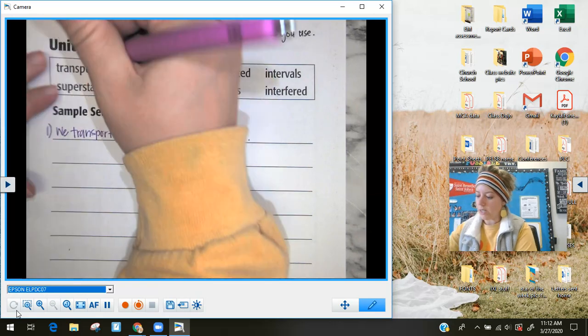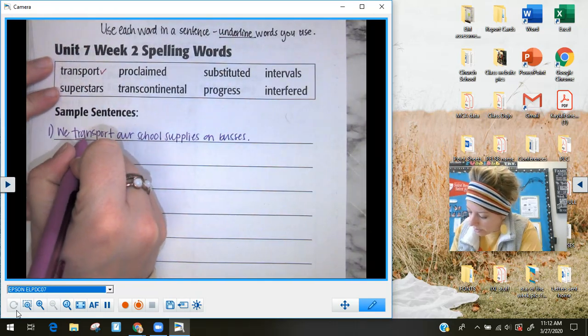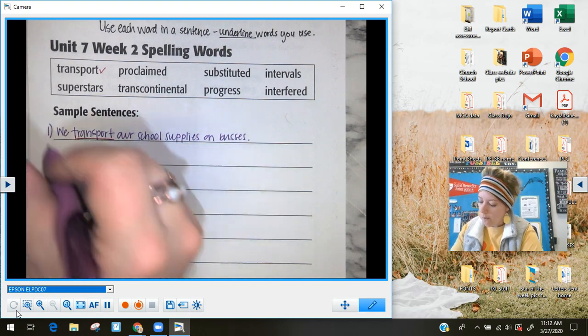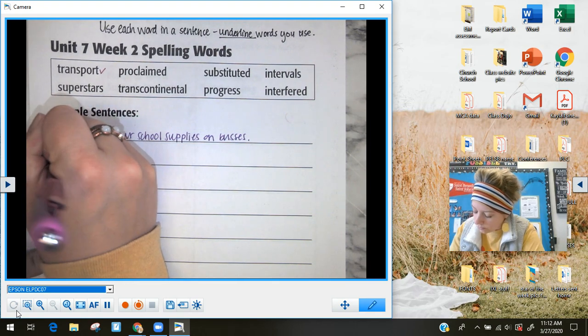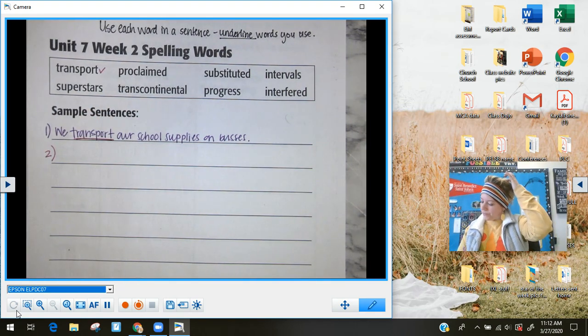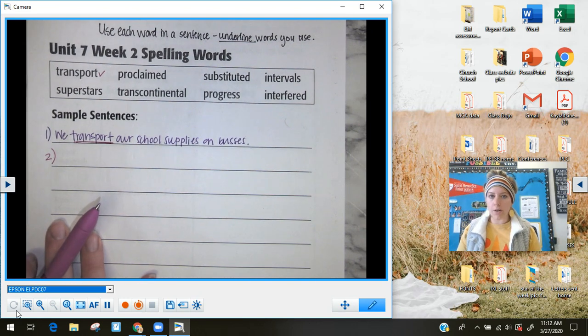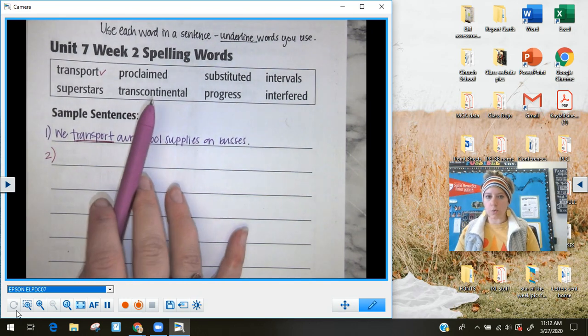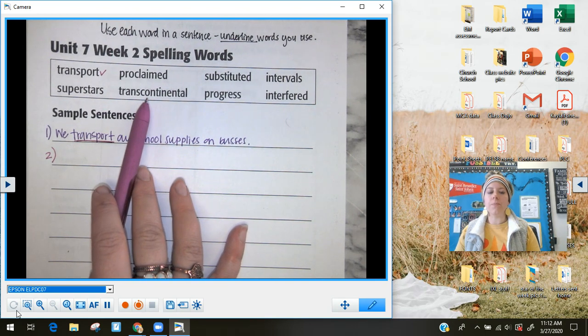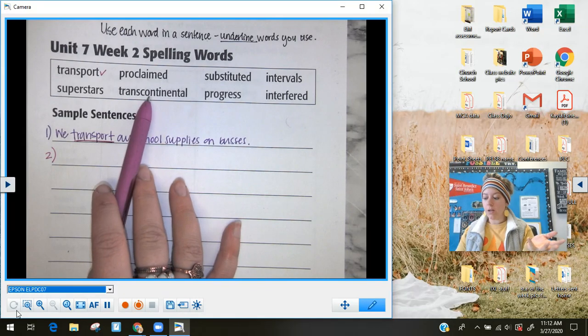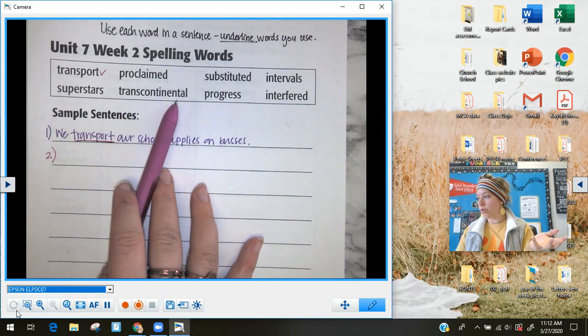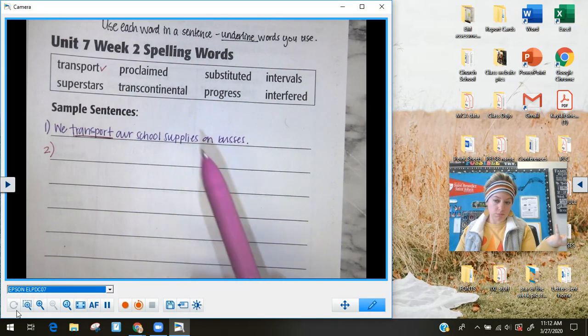Next sentence. So we did transport, and I'm going to underline transport because that's the word I used. So make sure you underline the word that you used up here. Okay? 2. I'm going to pick some trickier words and do those together, and then you can do the easier words on your own. Let's do transcontinental. That was something that goes across the country. So let's just talk about the railroad. They built the Transcontinental Railroad. Let's just say that.